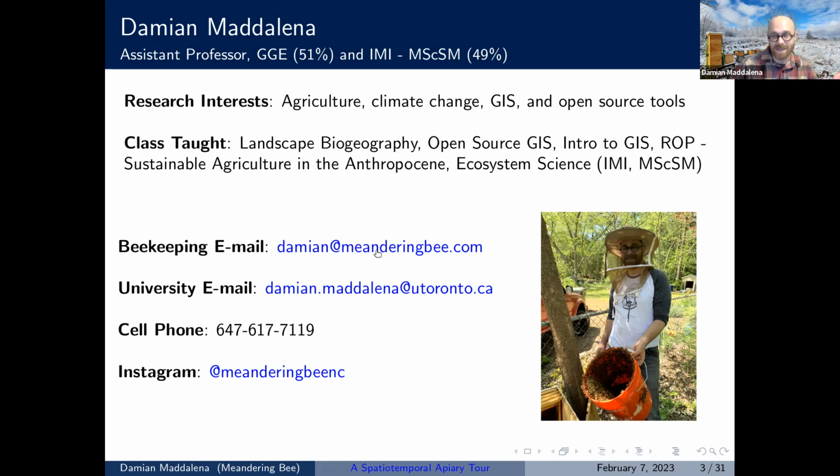There's 2 emails here. Beekeeping stuff, generally, I say send here. If you want to talk about work, if you want to talk about research, feel free to use the university email. My cell is there. There's an Instagram account. I don't use it much. There's some pictures there if you want to look at them. It goes back to the early days of beekeeping if you're interested.